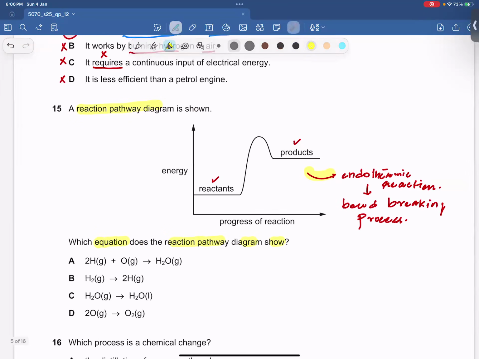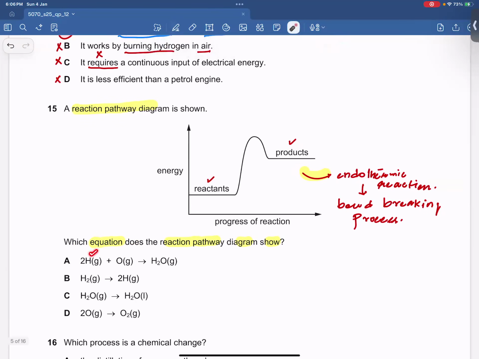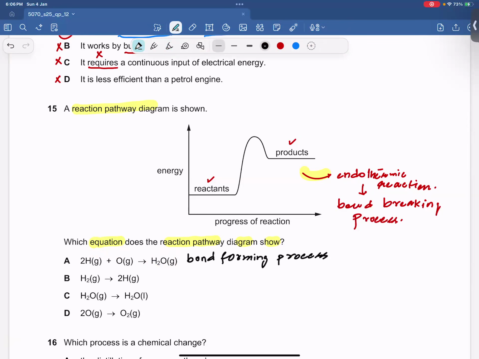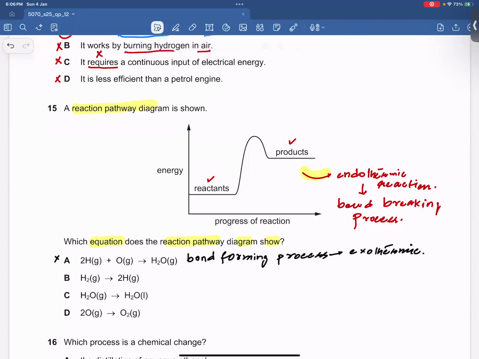See, when gaseous atoms combine together to form a covalent bond, it is a bond forming process, because when gaseous atoms are involved in order to make a covalent bond, it is a bond forming process, and bond forming process is always exothermic. Okay, which means option A is incorrect.